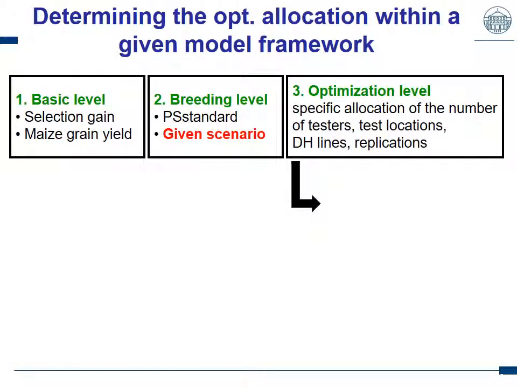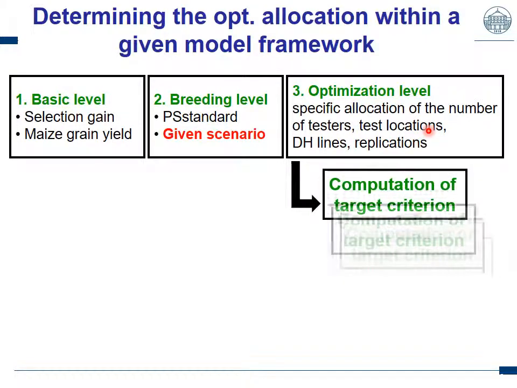How does it look at the end? Whenever we define our basic level, we work on selection gain. We don't have any alternative in the package. We look at grain yield, for instance in maize or wheat as your crop. Then you define your breeding scheme, and then you define a given scenario. For this given scenario, that means your variance components, your budget, your costs and everything. All the specific allocations which are possible are run in a so-called grid search. We have the budget and we use the budget, maybe for instance investing all in a high number of lines and only at few locations with few testers, until the complete opposite, very many locations and testers and few lines. And this is done in a grid search.